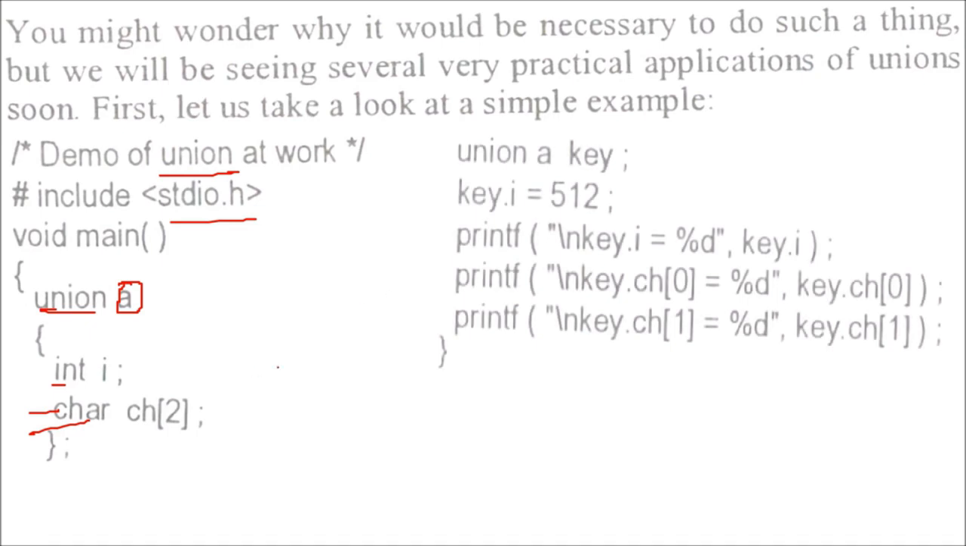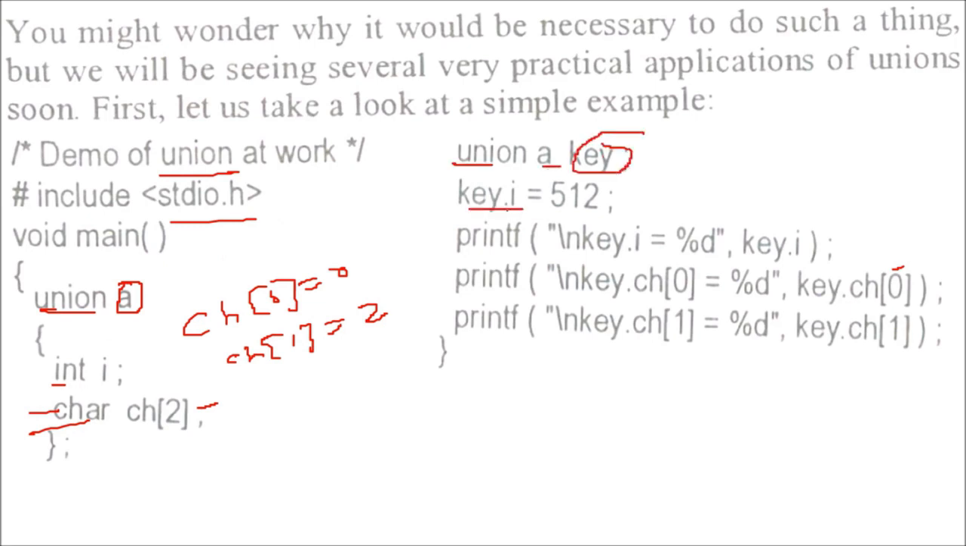Let us see first an example, then you will understand better. Suppose we have a function, this is demo of union. Now stdio.h we have included, we have a union, the name of union is A, and these are the variables inside, one is integer, one is character array. And now just assume that we have assigned ch0 as 0 and ch1 as 2. And now how to make a variable of union? Just say union A key. Now this key is a union variable.